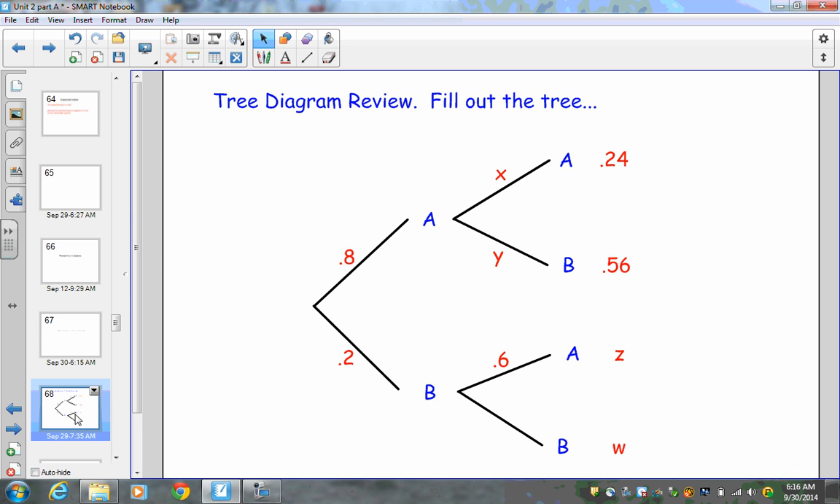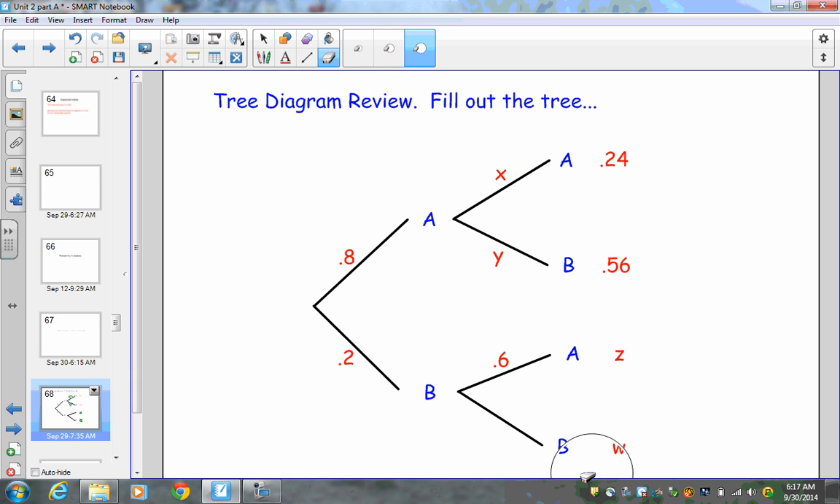Now what makes this tree diagram different is the fact that I have given you information, but there's also information I want you to find. So for example, I need you to find X, Y, Z, and also W. Okay, so that's what we're going to do here.